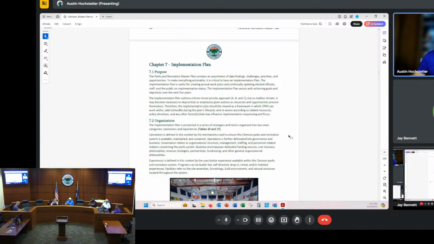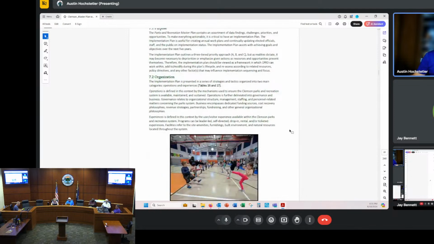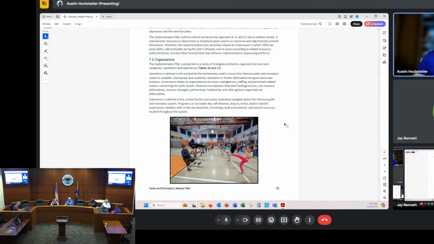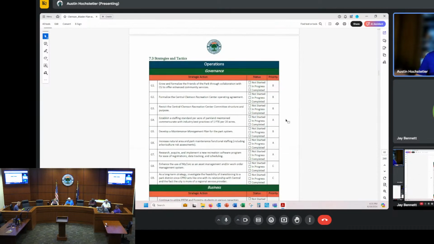And then lastly, the implementation plan is organized into strategies and tactics, in 2 main categories: operations and experiences. Operations is broken down into governance and business. Governance relates to staffing, management, personnel-related matters, and partnering. Business covers revenue, funding, fundraising, organizational philosophies, and partnering. Experiences are broken down into facilities and programs. We're trying to do this in a very easily consumable format.